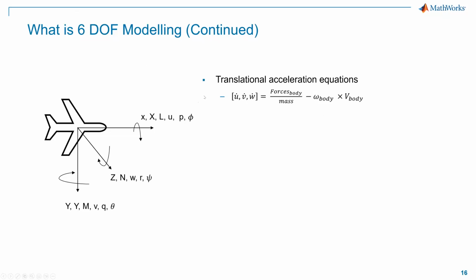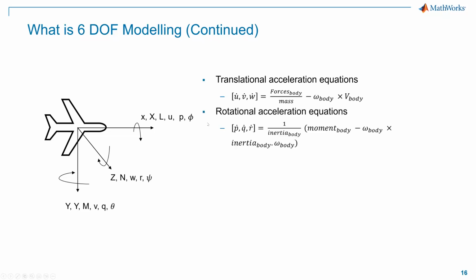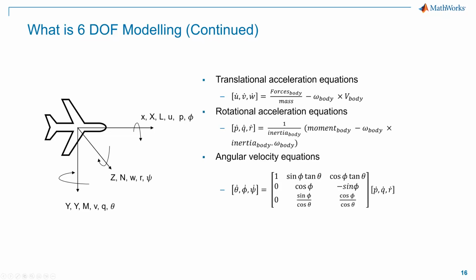Those forces and moments are related to the motion using the six degree of freedom motion equations. We have three translational acceleration equations, three rotational acceleration equations, and three angular velocity equations. Those equations help us to mathematically model the dynamics of the aircraft and relate it to the motion.